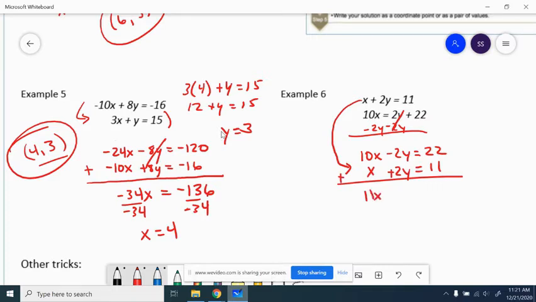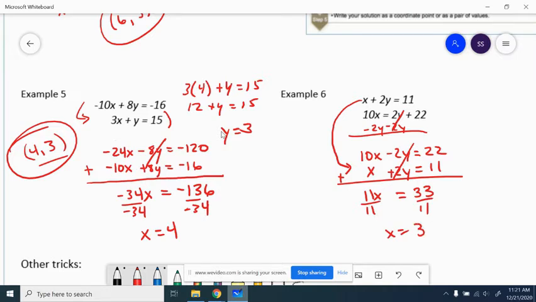10x plus 1x is 11x. The y's will cancel out. And 22 plus 11 is 33. So now I'm going to divide by 11 on both sides to solve for x. Looks like x is equal to 3.